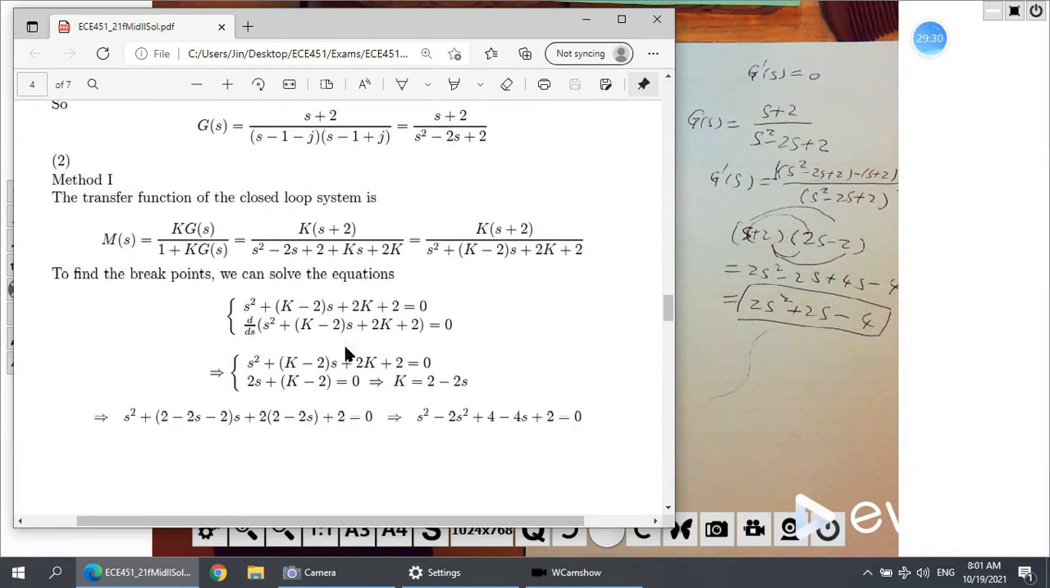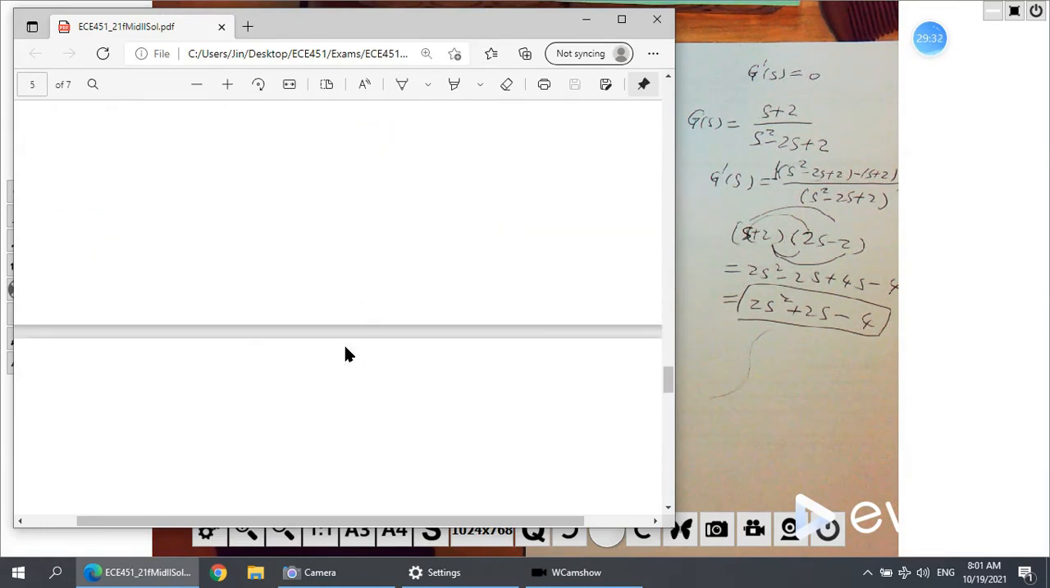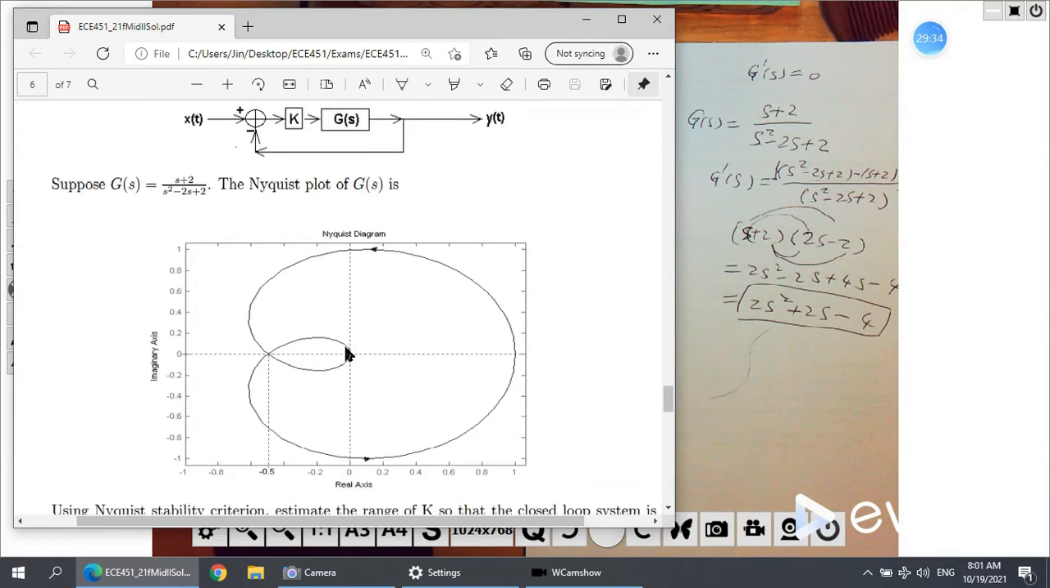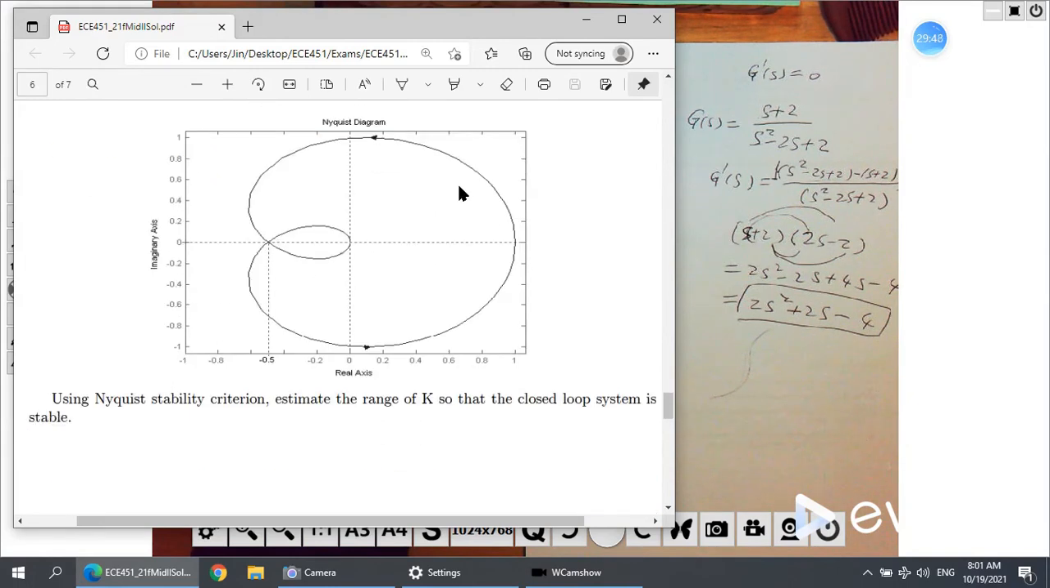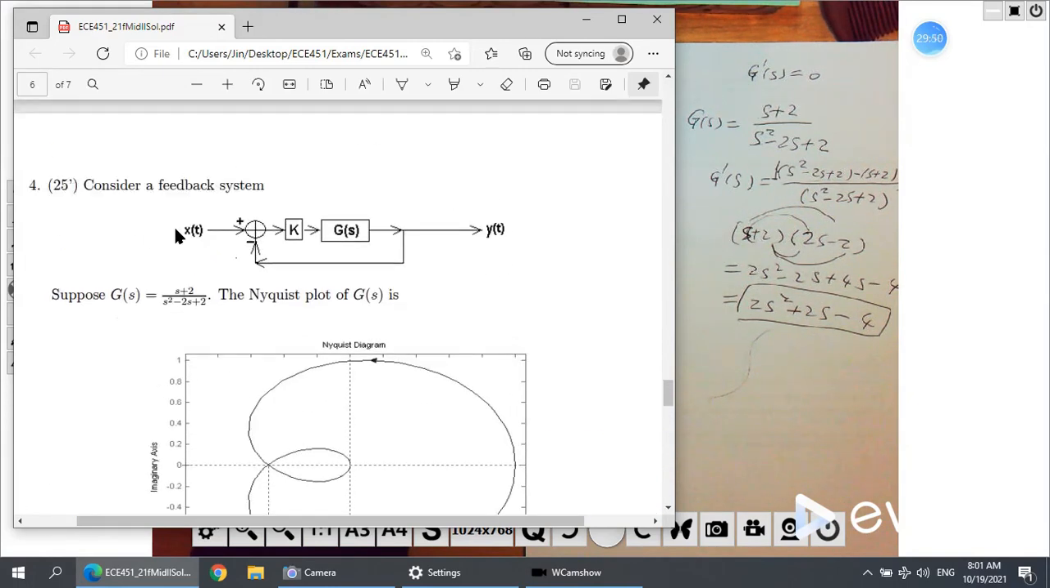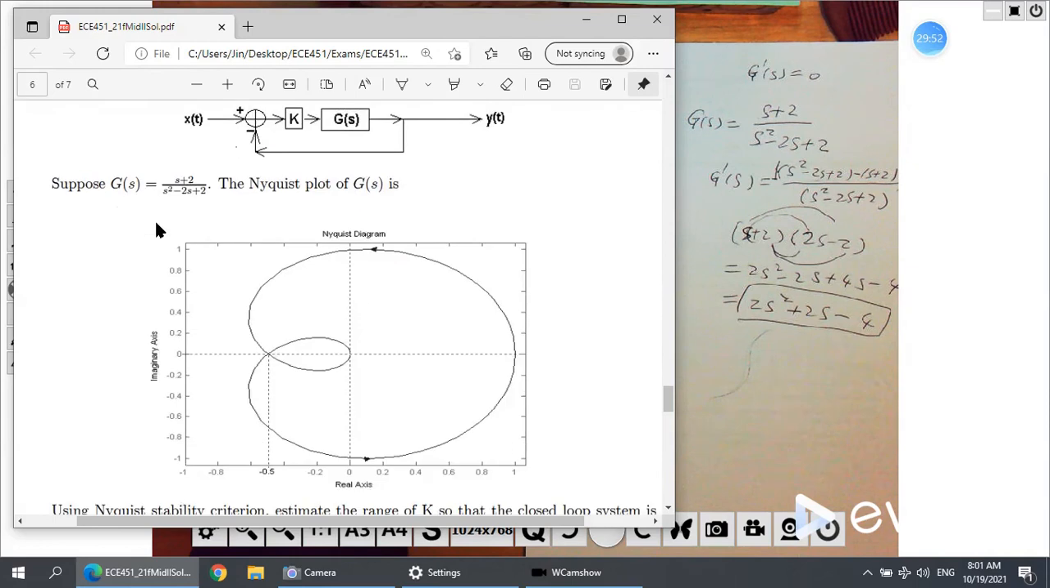Now let's go to the last one. This one, we have a system and we have a Nyquist plot of this plot G. We want to determine K so that K can make the whole system stable. Okay, this is the problem. This is a feedback system, and we know what is G.